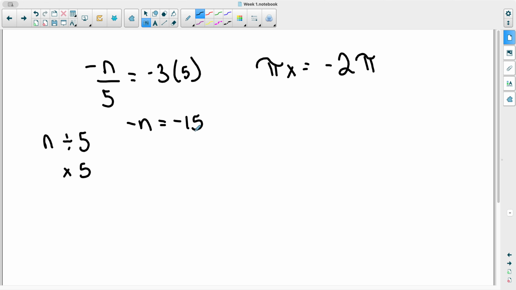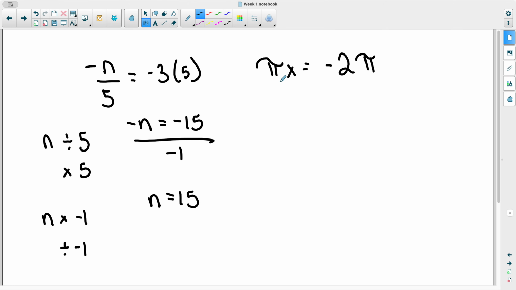You're like, well, Mr. Adams, this is supposed to be only one step. Well, we could have fixed this and multiplied by negative 5. But sometimes that can be confusing, trying to do too many steps at once. But now we're both negative. So n is being multiplied by negative 1. To get rid of that, we're going to divide by negative 1. So we divide by negative 1, that gives us n is equal to 15.